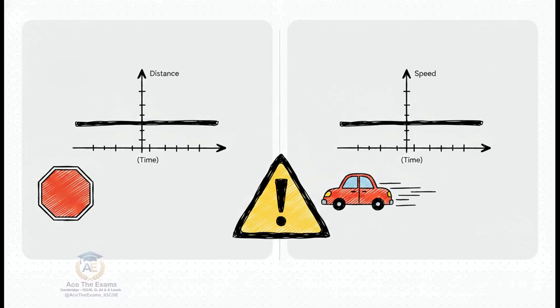But, and this is a massive but, if you look at a speed time graph, a horizontal line means the speed isn't changing. The object is still moving. It is just cruising along at a constant, steady speed. I've seen so many students lose marks because they just glance at a flat line and write the car stopped. Always, always, always check your vertical axis before you make any assumptions. Is it distance or is it speed? That one check will save your grade.